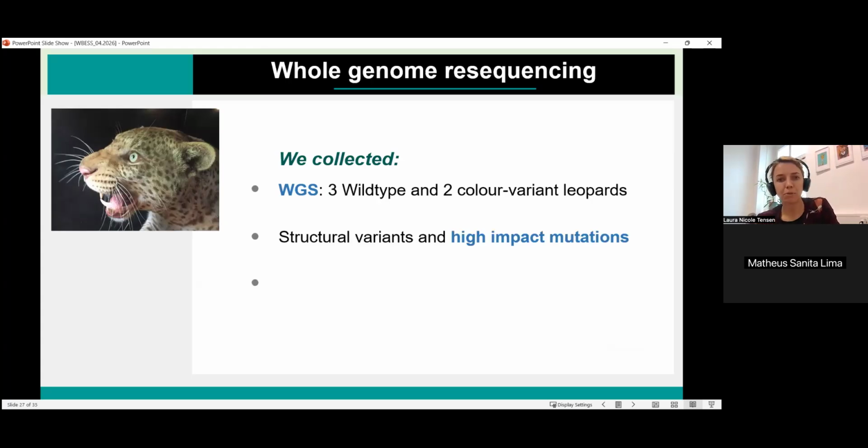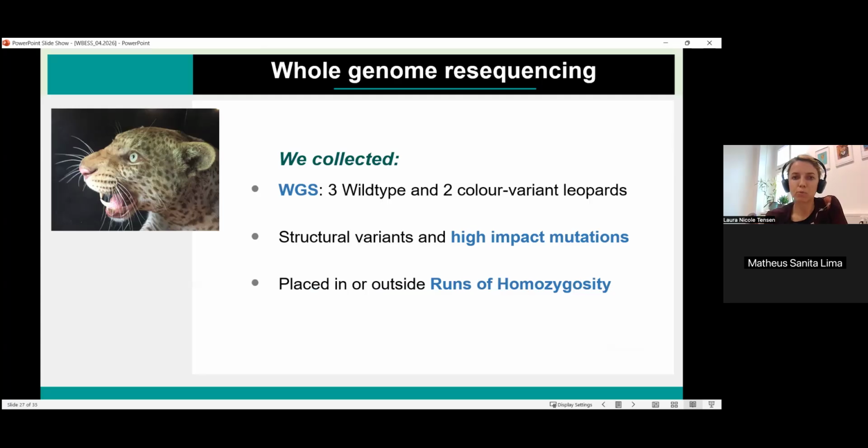So for this whole genome study, we were particularly interested in structural variants and high impact mutations, and how they differ between red and black leopards and the wild types. We also wanted to know whether these high impact mutations were placed in or outside runs of homozygosity, if there is a gene mutation of interest that is deleterious and occurs in homozygosity. Deleterious in this case particularly means when it's found in protein coding genes, like our TRP1 gene. It has such a dramatic effect. A lot of these deleterious mutations are known to have that. So if it occurs in a run of homozygosity, a stretch of the genome that doesn't have any variation, then you could predict that it has something to do with inbreeding.